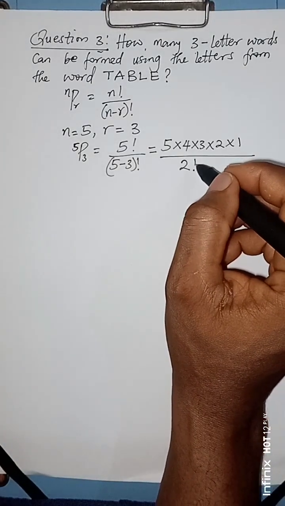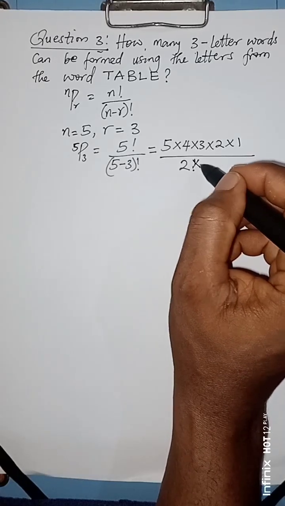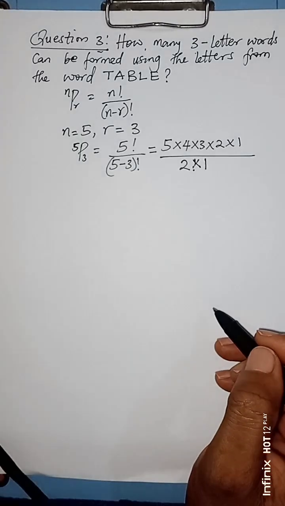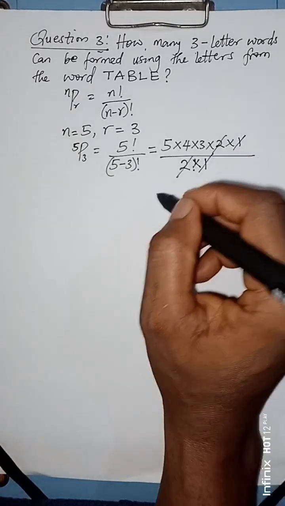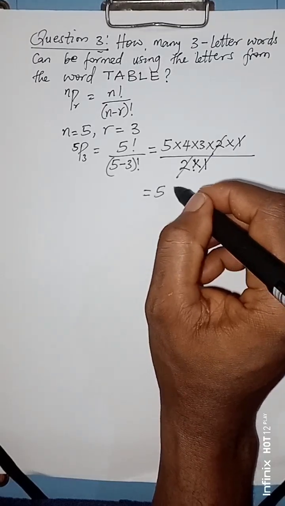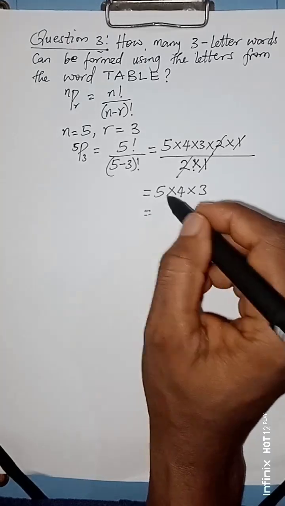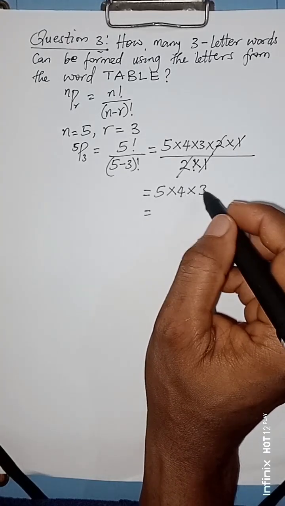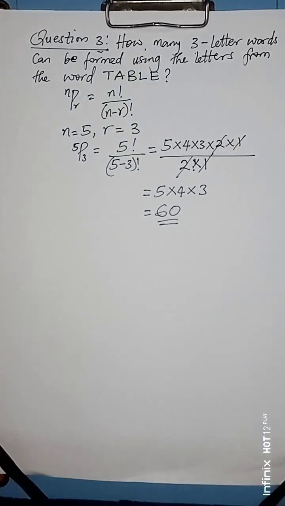If 2 factorial is the same thing as 2 multiply 1, so that this will cancel out, and then I'll be left with 5 multiply 4 multiply 3. And 5 times 4 is 20, times 3 is 60. That is the answer to the question.